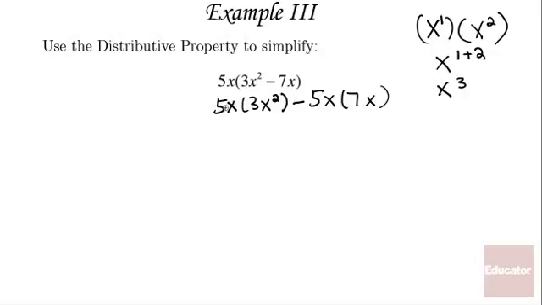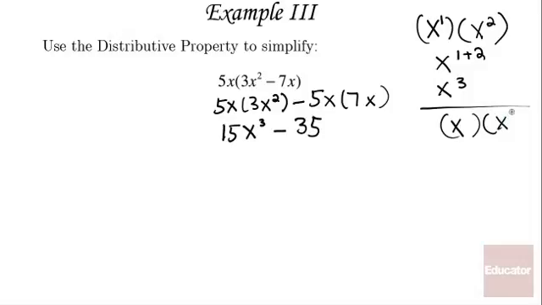So recall that as you're doing this problem. Multiplying out 5 times 3 is 15. Using the rule I just discussed, x times x squared gives me x cubed. I'm going to do the same thing over here. And here I have 5 times 7, which is 35. Again, I'm dealing with multiplying out powers. X times x would give me x squared. And this gives me 15x cubed minus 35x squared.